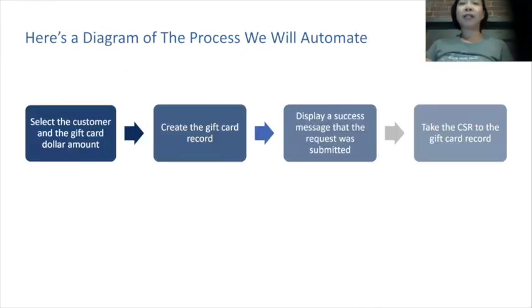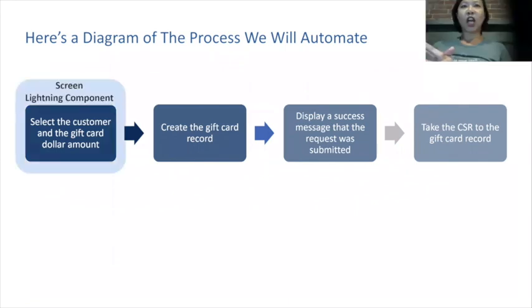So here's the process that we're going to automate. We have the customer service rep who will select the customer and the gift card amount. Then we'll create the gift card record. Then we'll show a success message that the request was submitted, and then we'll take the customer service rep to that newly created gift card record.